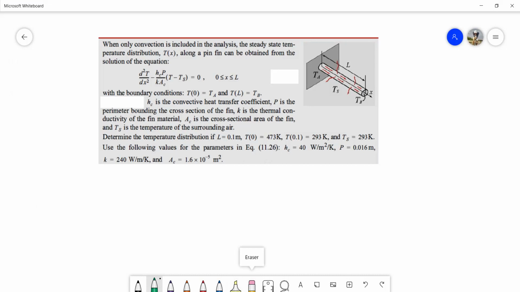Hello students. In this video lecture, we'll be taking an example of a simple heat transfer problem. We'll try to solve this heat transfer problem based upon both the methods, that is finite difference method and shooting method, and then we'll see what's the comparison of the results of both the methods.